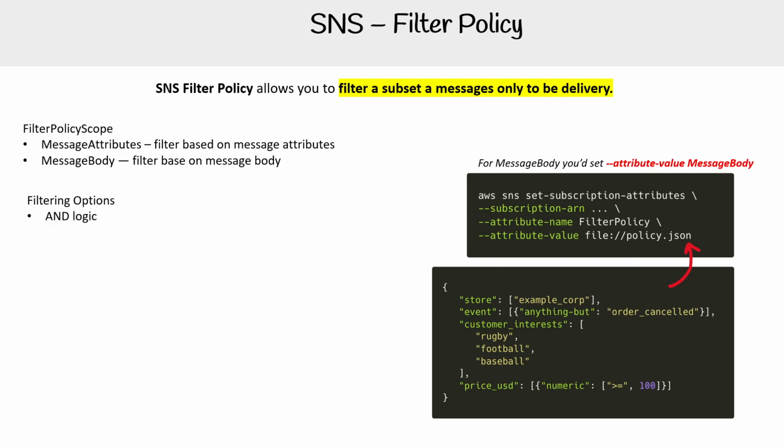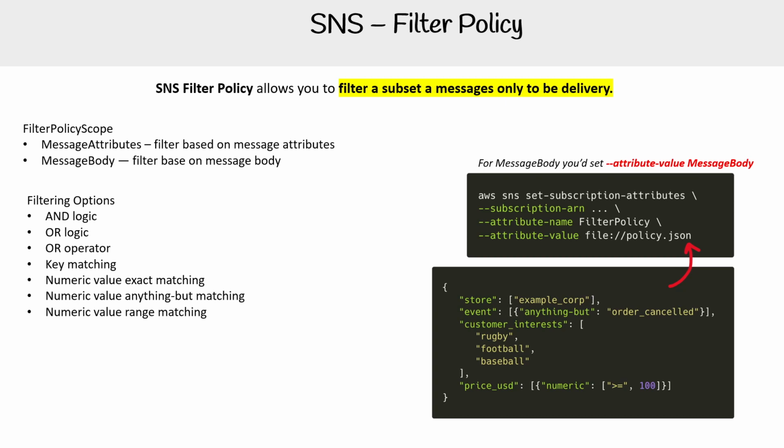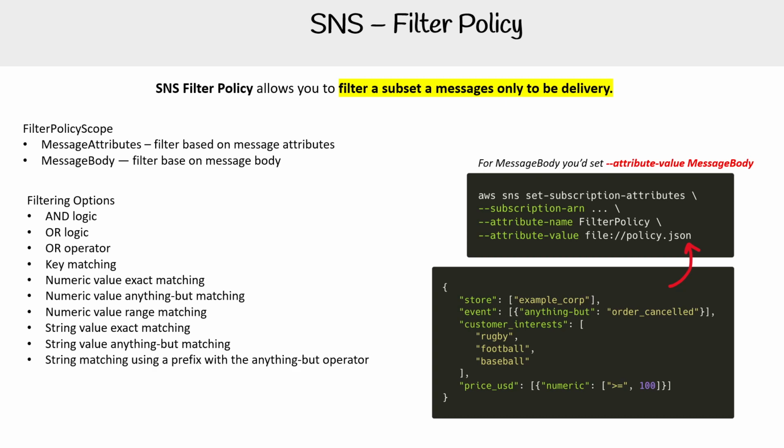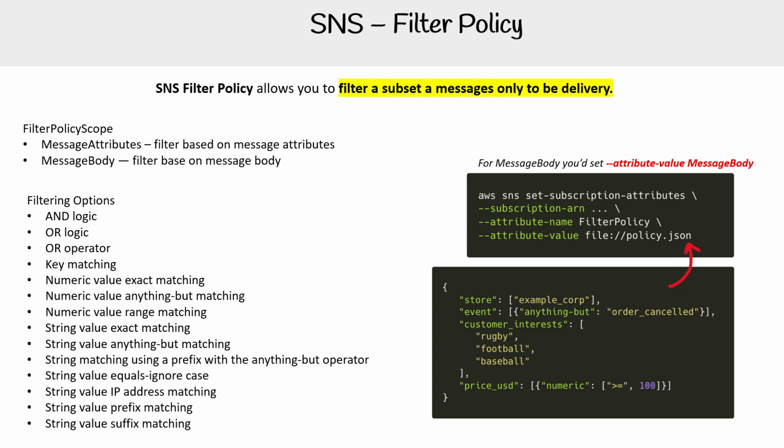We have filtration options for and, or, key matching, numeric value, anything but, with ranges, with single value exact matching, with string value, anything but matching, string matching using a prefix with anything but operator, string value equals ignore case, string value IP address matching, string value prefix matching, string value suffix matching. So you have a lot of types of matches.